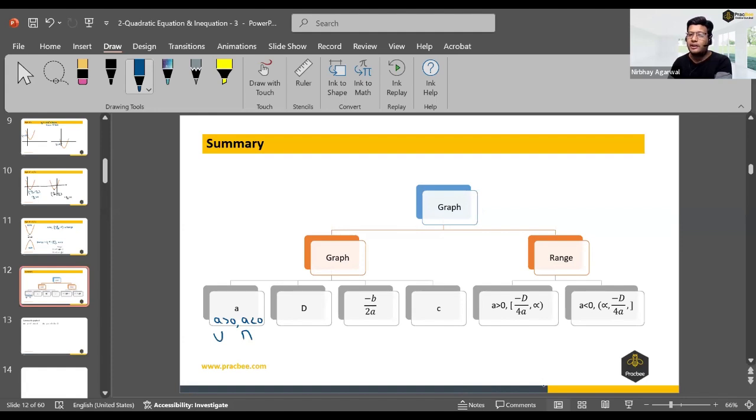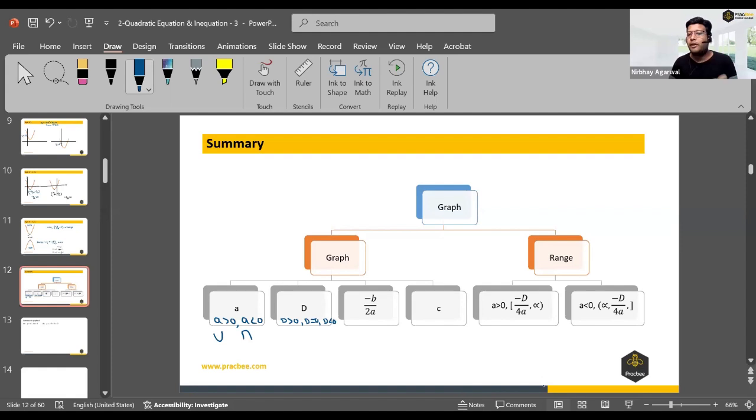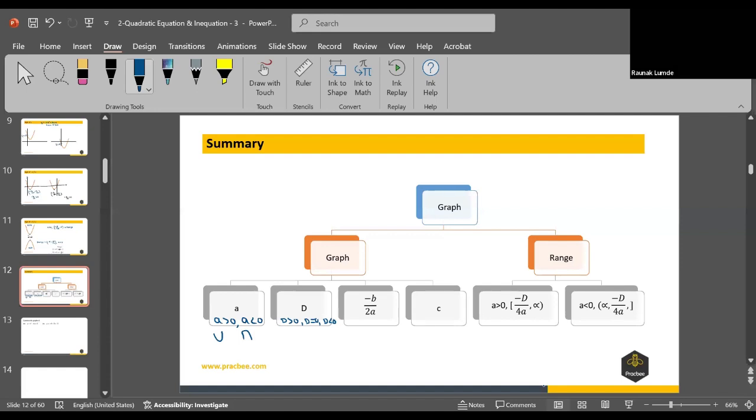Now in the second case, D. We have three conditions: D is greater than 0, D is equal to 0, D is less than 0. When D is greater than 0, the graph will cut at two different points. When D is equal to 0, the graph will touch at one point, and when D is less than 0, the graph will not touch the x-axis. Understood? Yes, sir.